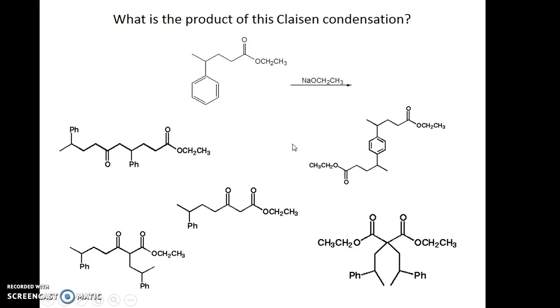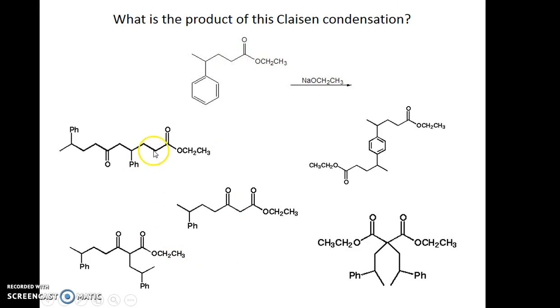What is the product of this Claisen condensation? Well, let's use our trick. Cut this off and tack it onto another one of them right here. So where do we see that? Look for this cut off tacked onto the alpha carbon of another one like this.